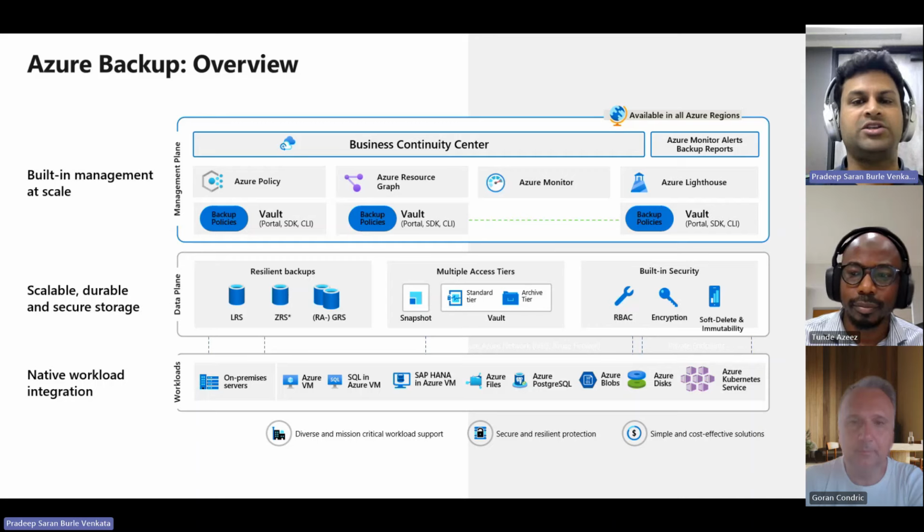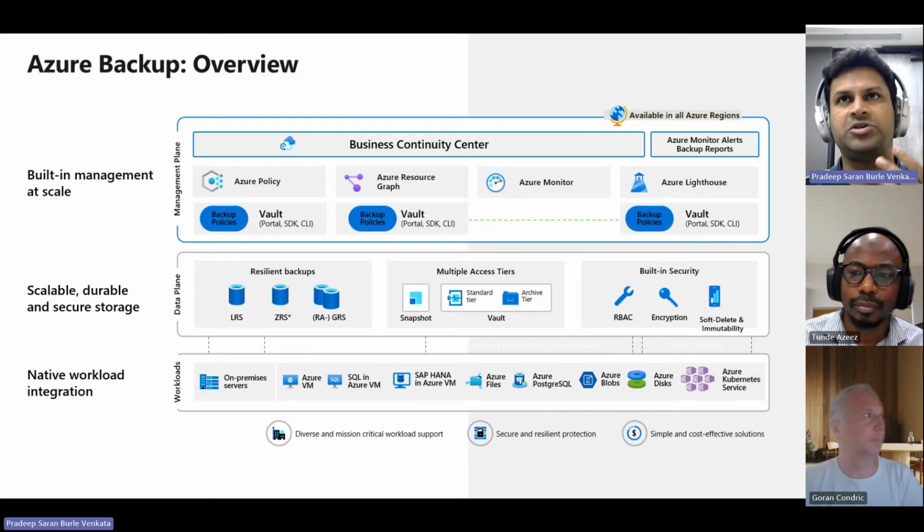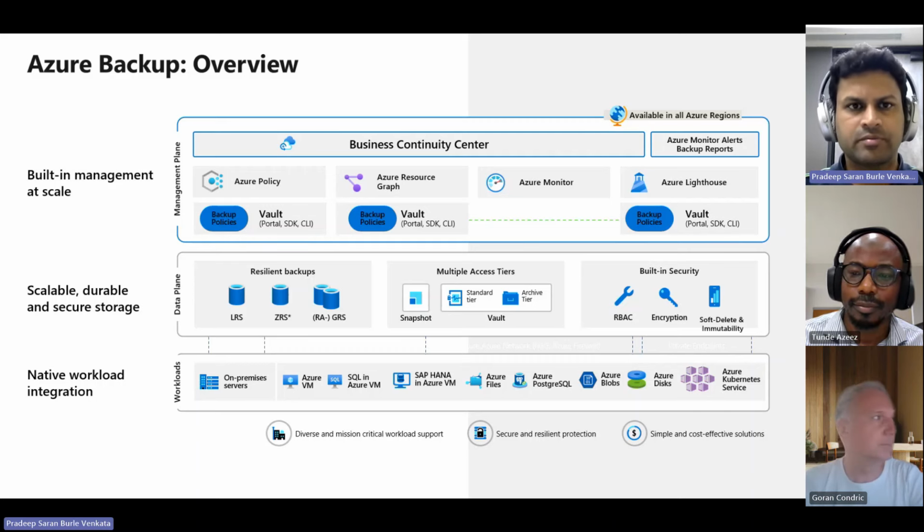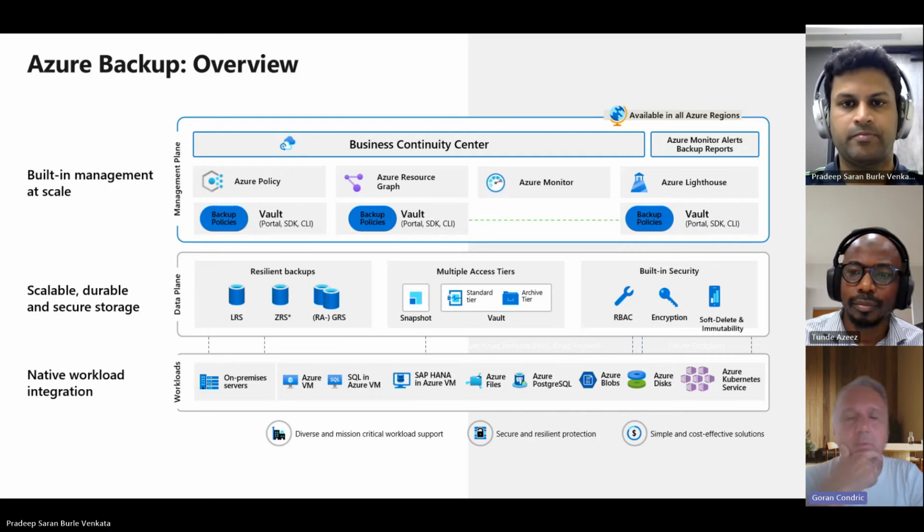Now coming to manageability and observability, we have something called ABCC, which is Azure Business Continuity Center, where you can manage all your workloads and recovery points from one single management plane. And you can generate reports, alerts, and a whole lot of capabilities out there. So in a nutshell, it's a pretty simple, secure way to manage your workloads using Azure Backup. And also, it's not just the database.